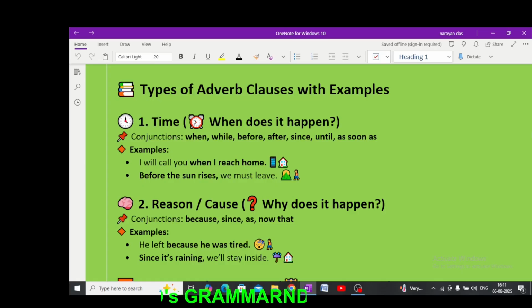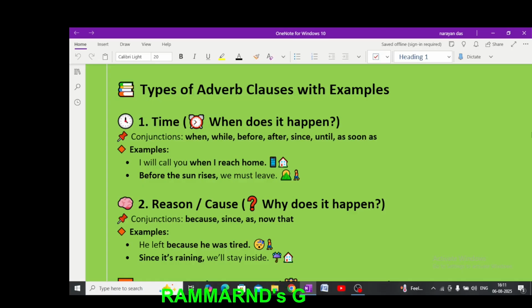I will call you. This is the main clause. Now, I will call you when I reach home. So, when I reach home is telling something about the call, about the time of the call. And it begins with the time adverb when.